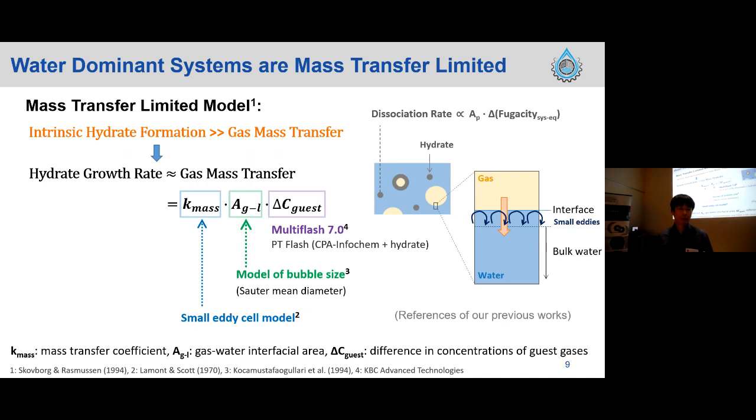So the gas mass transfer coefficient is estimated with a small eddy cell model, in which the mass transfer coefficient is connected to the strength of the small eddies in turbulent flow near the gas-water interface. And the gas-water interface area is estimated with a correlation of surface area of gas bubbles in bubbly flow. And the concentrations of dissolved gases are calculated with Multiflash, which is a commercial PVT software. And in terms of the dissociation rate, it is estimated as a function of the surface area of hydrate particles and the difference in the fugacity at the system conditions and the equilibrium conditions.